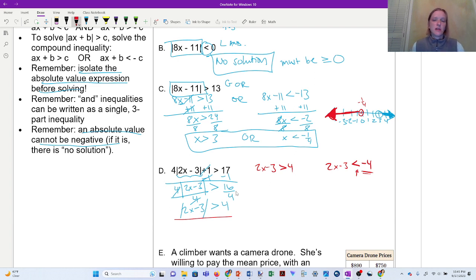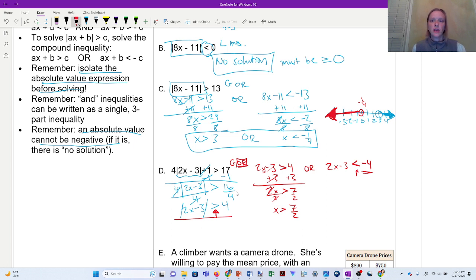So to go about solving these, one other important step I almost skipped here: this is a greater than symbol, and so this is going to be an OR inequality, or an OR compound inequality. So either of these could be true. To get x all by itself on one side of this inequality, I'm going to add 3 to both sides, and then I get 2x is greater than 7, and then I divide both sides by 2, and I get that x is greater than 7/2.